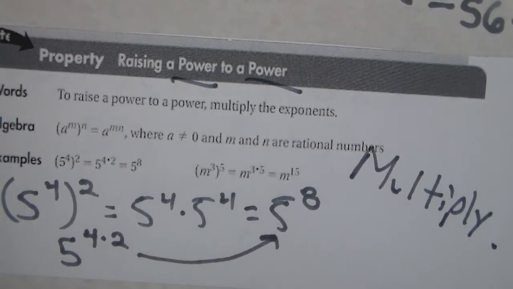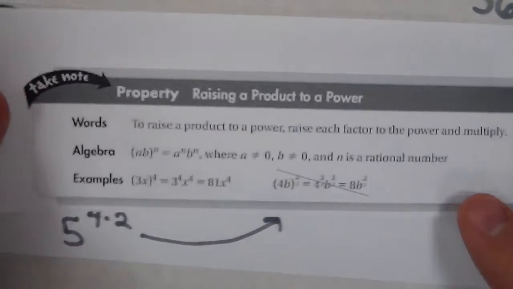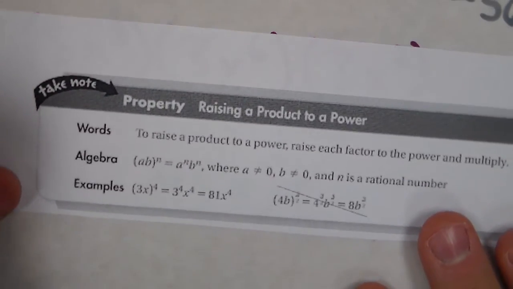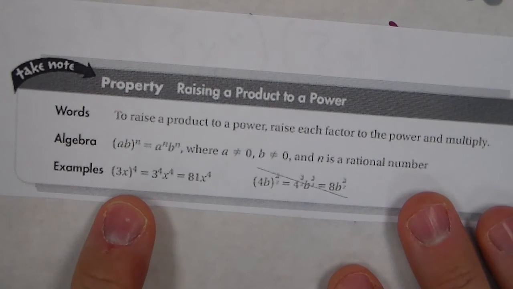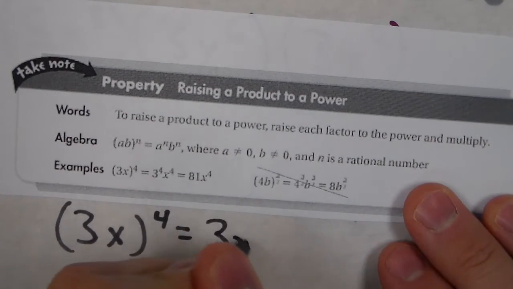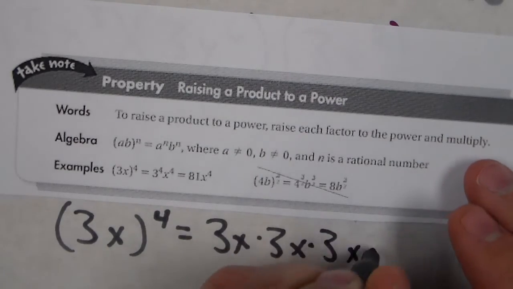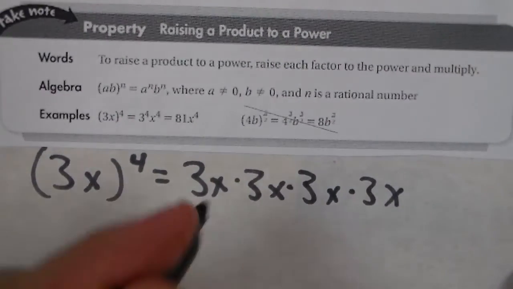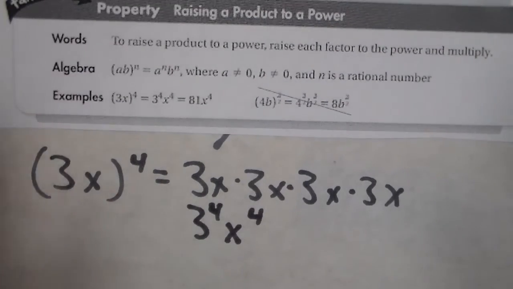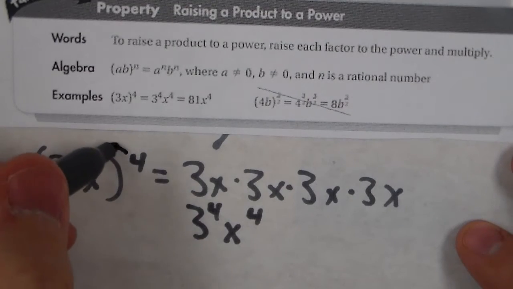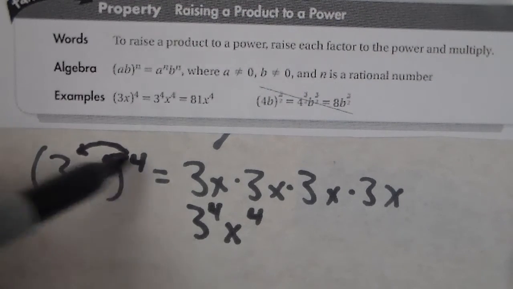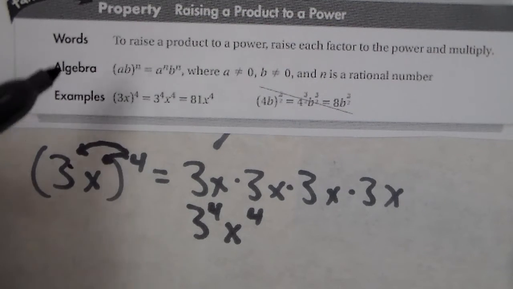Now we can even go a step further, and what if it became raising a product to a power? So what if we had multiple terms involved? What if now it was something like 3x to the fourth? 3x to the fourth is saying we have 3x, 3x, 3x, and 3x 4 times, which is 3 to the fourth and x to the fourth. So this is kind of like distributive property. It's not distributive property, but it's kind of like it, where you're going to multiply it in to each of your terms and apply the exponent.